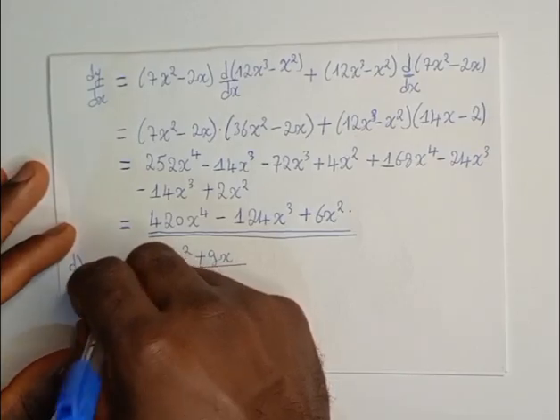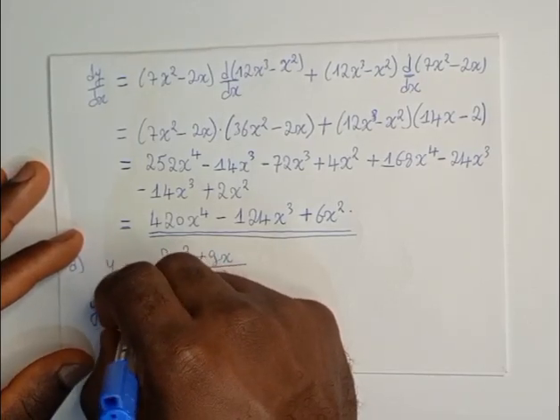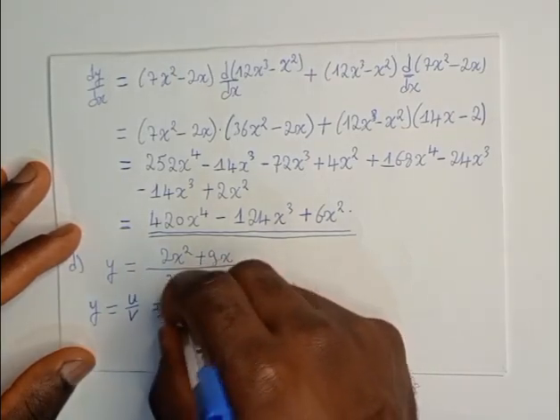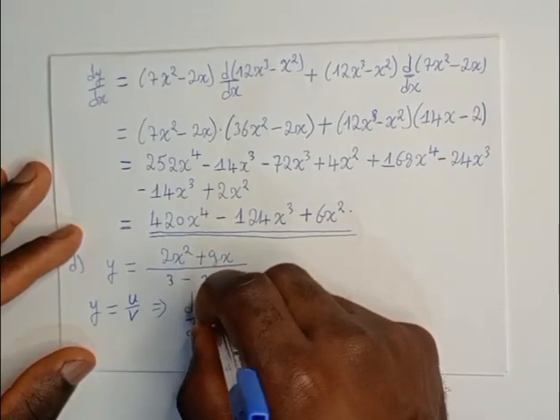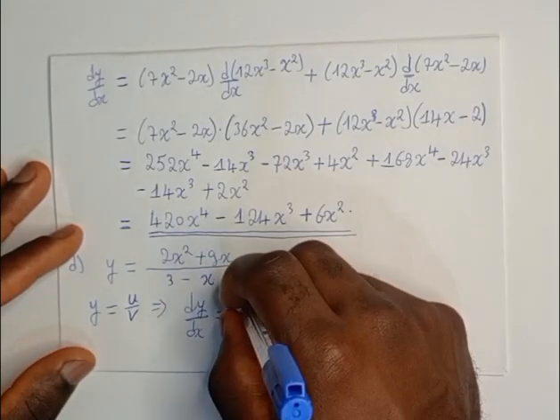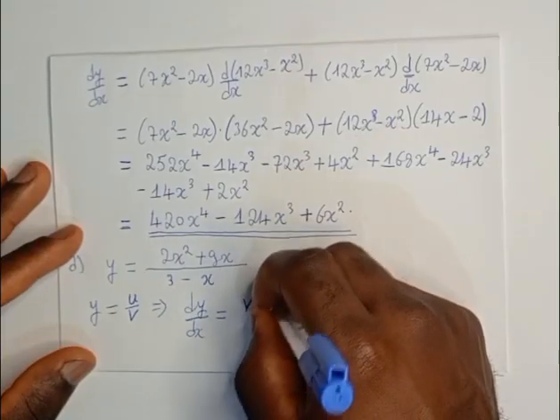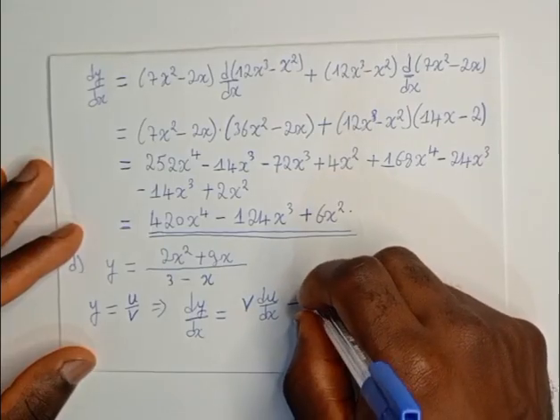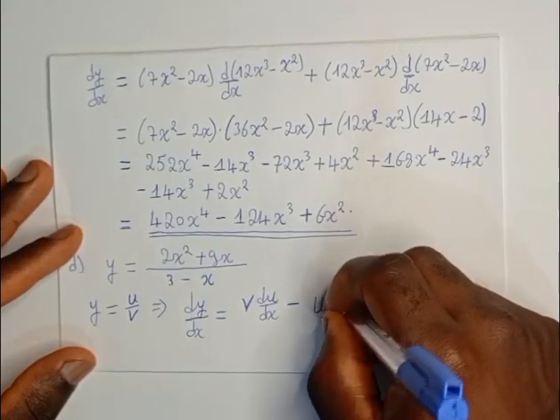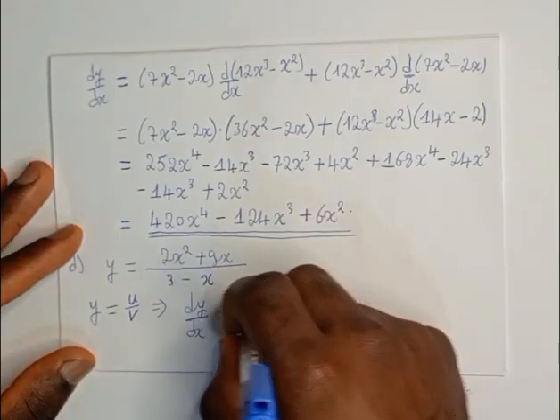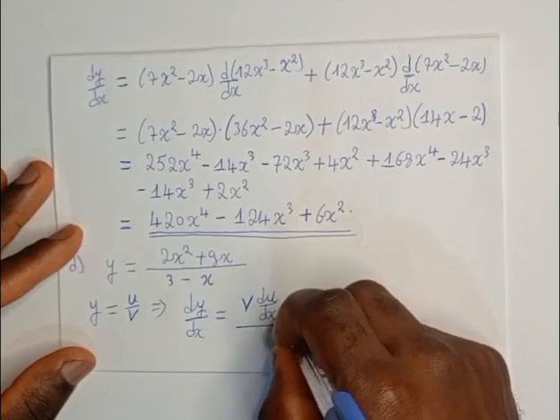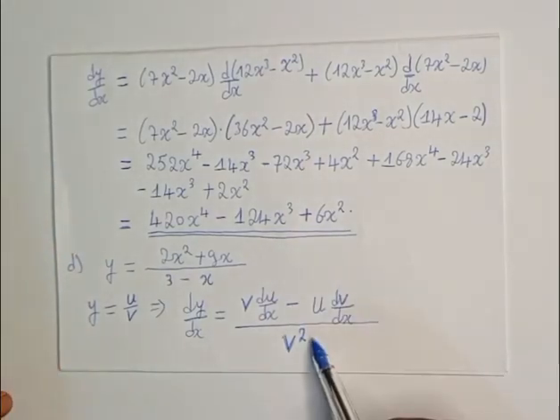The quotient rule states that if you have y equal to u over v, a quotient of two functions, where u and v are functions of x, then dy over dx will simply be equal to, we keep the function v constant, we differentiate the function u with respect to x, minus we keep the function u constant, we differentiate the function v with respect to x, we divide all this by v squared. We are going to make use of this rule to differentiate the function y.